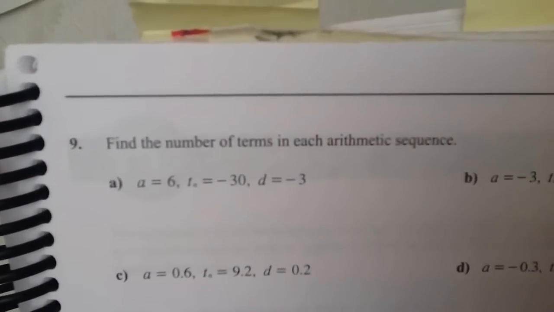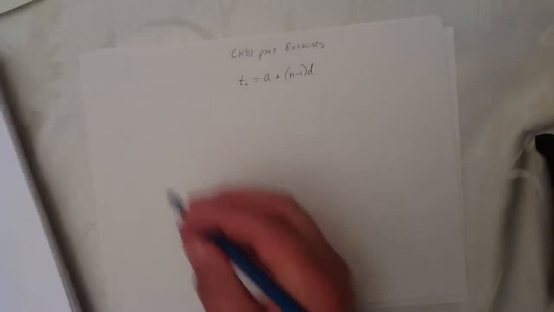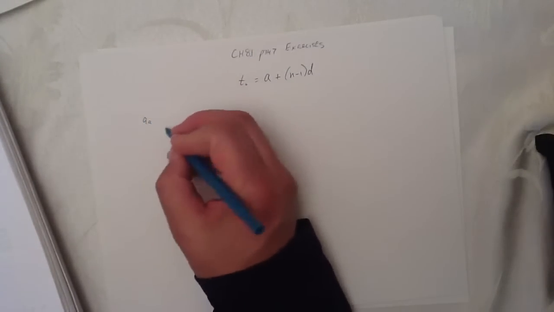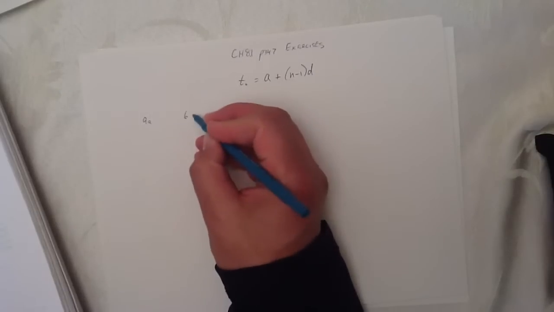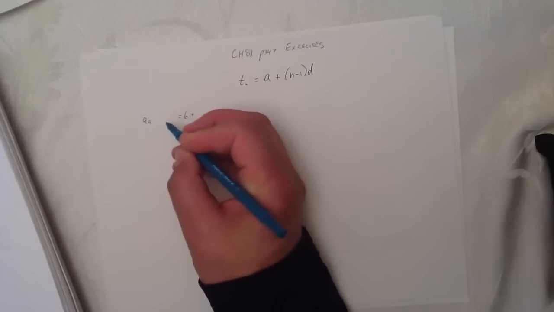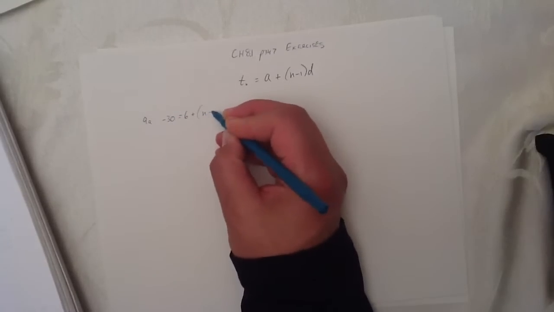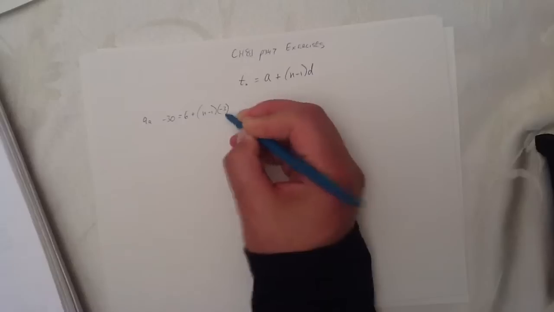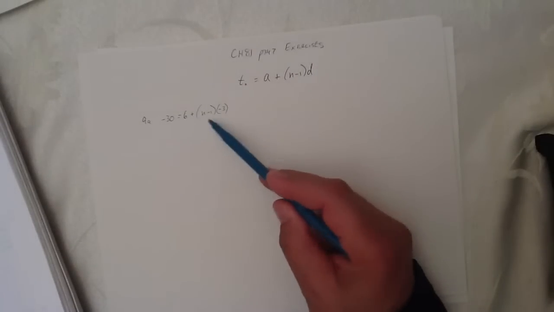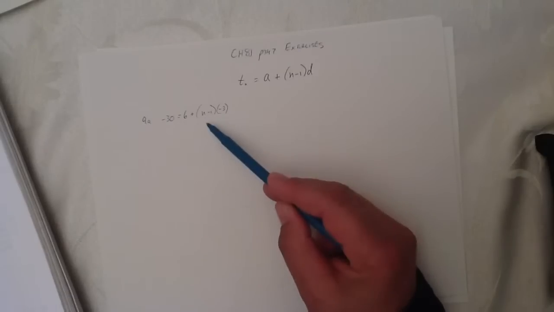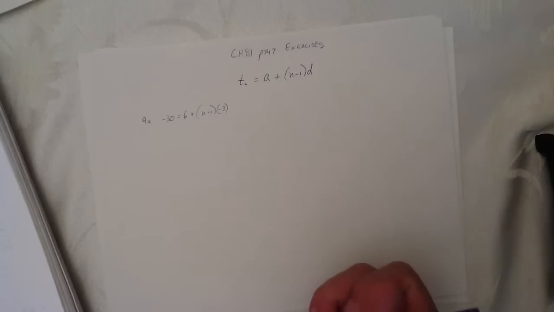So it gives you the variables in the first one, a equals 6, tn equals negative 30, and d equals negative 3. So we're plugging that in. In 9a, a equals 6, tn equals negative 30, d equals negative 3, so it's n minus 1 times negative 3. That just plugs all those variables into this formula. We have to solve for n, and that is the answer to 9a. I'm not going to solve for n here. That's something that a grade 8 could do, so you can do it too.